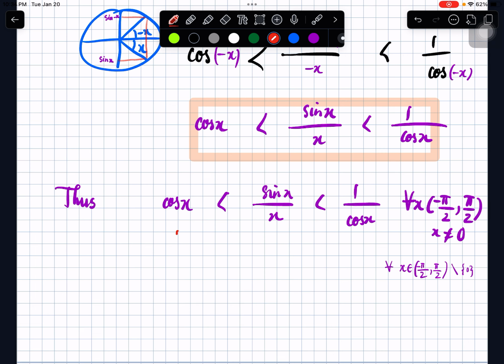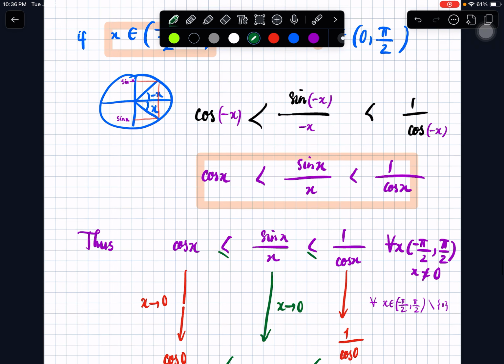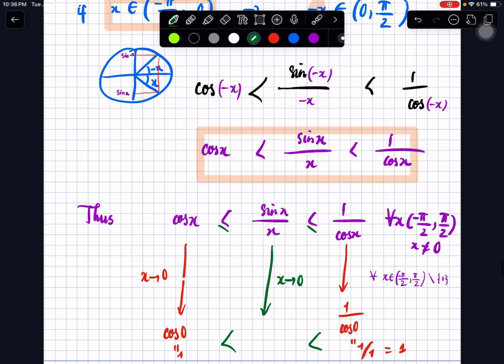As x tends to 0, cosine of 0 is 1. This one tends to 1 divided by cosine of 0, 1 divided by 1, so 1. And therefore the limit of this when x tends to 0 is squeezed between 1 and 1, so this one will have limit 1. The limit of sine x divided by x is 1 when x tends to 0.